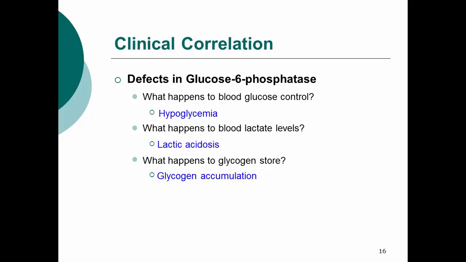The reason is, remember, when we talked about glycogen metabolism, when glucose 6-phosphatase is deficient, then glucose 6-phosphate cannot be converted to glucose. So you have a glucose 6-phosphate buildup. Glucose 6-phosphate is a strong inhibitor of glycogen breakdown, remember. So that's the reason why deficiency of glucose 6-phosphatase causes glycogen accumulation.